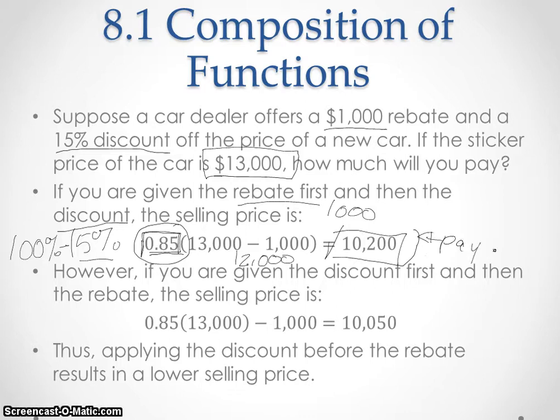for our car. Alrighty. However, if they tell you you're going to be given the discount first, so the discount was the 15% off, and then the rebate, and the rebate was the $1,000 off the selling price. So now we take the full $13,000 and multiply it by the 0.85, which is, remember, what we're paying after we take the discount off. So if we take that full $13,000, take 85% of it, which is what we're going to pay, then take off $1,000, that's going to give us $10,050, which is a difference of $150.